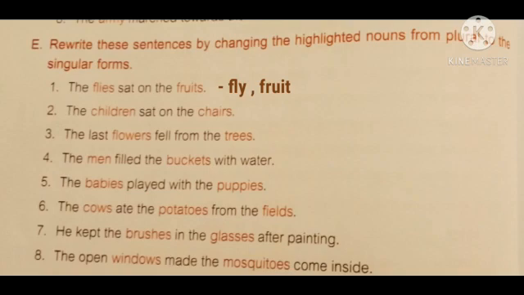Next, second, the children sat on the chairs. Children will become child. Chairs will become chair. The child sat on the chair. Third, the last flowers fell from the trees. Flowers will become flower. Trees will become tree. So, the last flower fell from the tree.